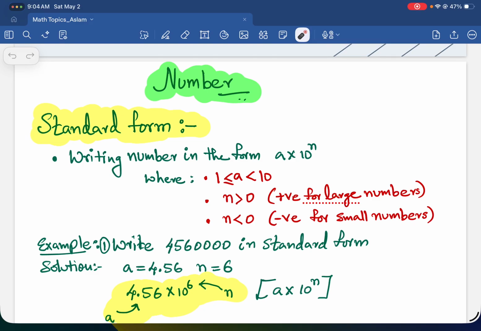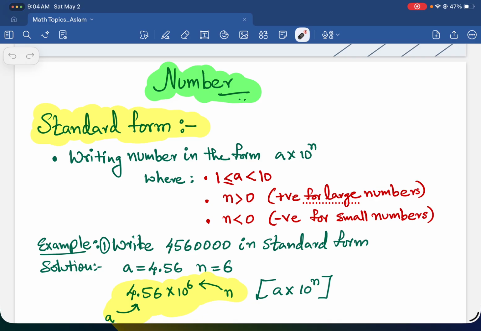Hello students, in this video we are going to look at the useful way of writing numbers in standard form. Now, first of all, there is a rule that a standard form is written as a into 10 to the power of n. But why do we need to write numbers in this form? Now let me explain the real life use of this form.